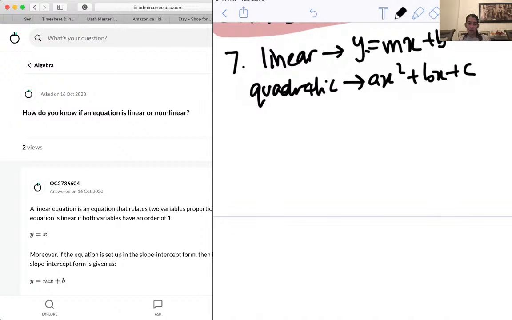Another way we can figure out if a function is linear or not is by using first differences. So if you're given a set of coordinates or a graph, you can basically just plot this out.